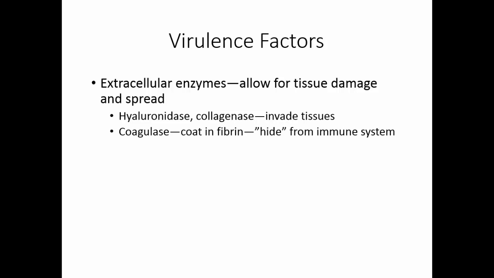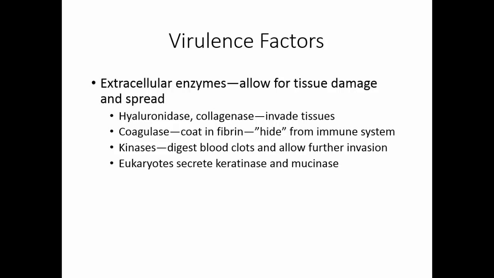Coagulase allows the organism to coat itself in fibrin. This allows it to hide from the immune system. Now, while it's in this fibrin clot, it can multiply to larger numbers. Then kinases will digest blood clots. Some organisms produce coagulase first to hide, and then kinases so that they can break out. This allows for further invasion. Eukaryotic cells also secrete extracellular enzymes. Fungi secrete keratinase, which breaks down keratin in the skin, and some helminths secrete mucinase. Mucinase dissolves the intestinal lining.